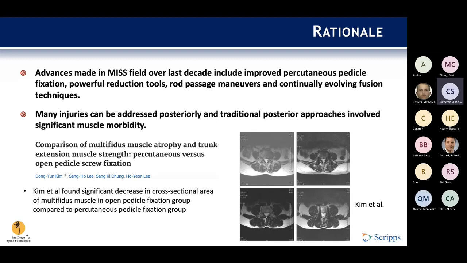And this study from Kim et al. looked at the morbidity of the multifidus muscle in percutaneous versus open pedicle fixation by using MRI. And just to note, the pictures themselves show decrease in cross-sectional area of the muscle in the open group as compared to the percutaneous group. But overall, just to keep in mind, there was no significant difference between the patient-reported outcomes actually between the two groups.